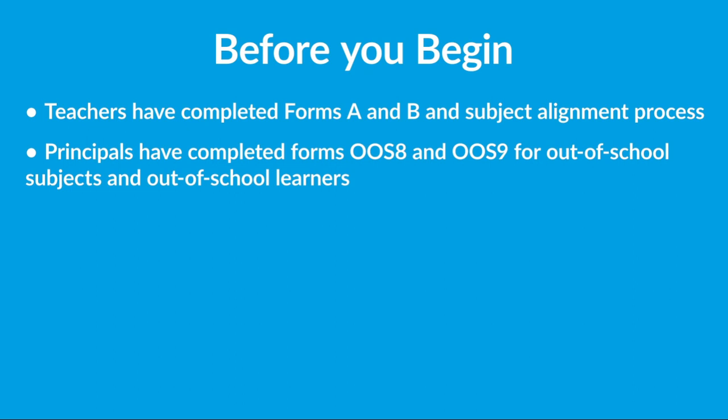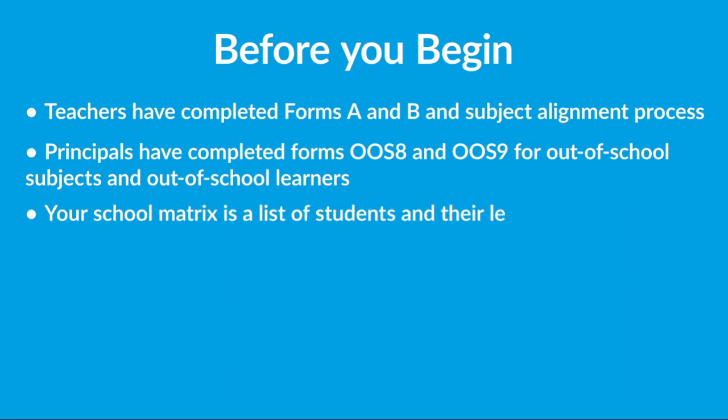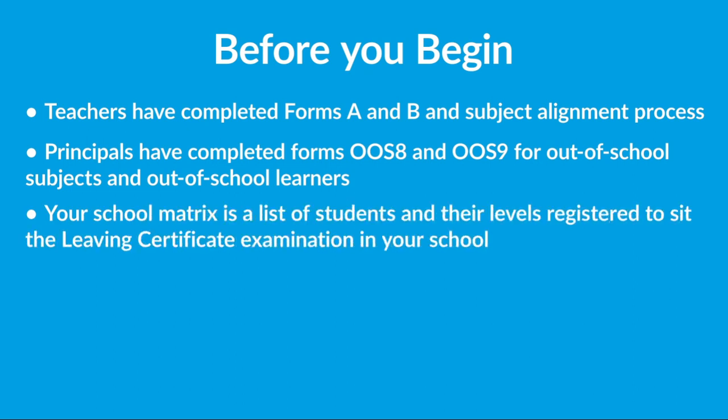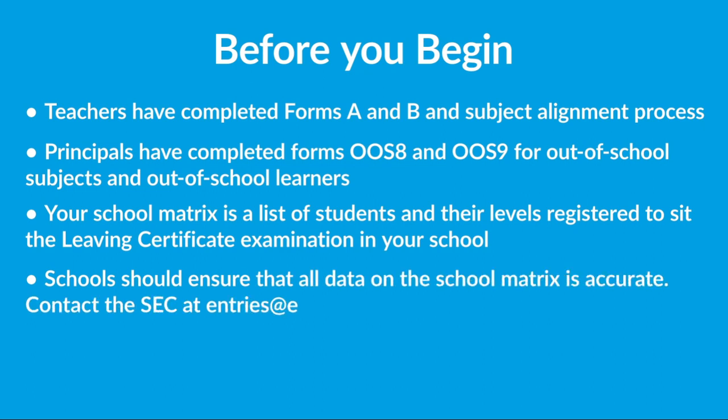These documents can be found in the Guide for Schools and Students on implementing the accredited grades process for out-of-school subjects and out-of-school learners. You've been provided with a school matrix from the State Examinations Commission. The matrix is a list of students and their levels registered to sit the Leaving Certificate examination in your school. Before they begin, schools should double-check that all the data on the school matrix is accurate, and if there is a problem with the matrix, to contact the SEC directly at entries@examinations.ie.